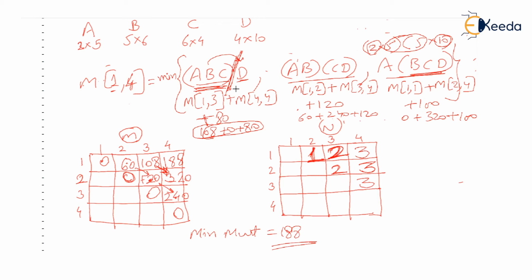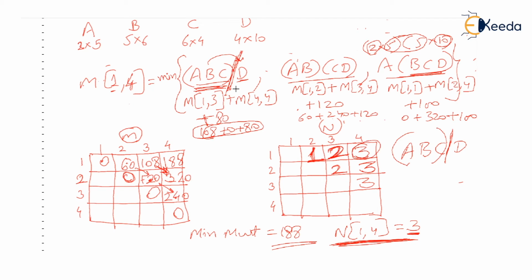Now you observe N14, the other matrix. N14 is 3. That means the first cut you got for ABCD, the first cut you got was at C. That means you are going to do ABC into D. I hope you are understanding. For multiplying all matrices from 1 to 4, you got the first cut at 3. That's what you have labeled here, isn't it?